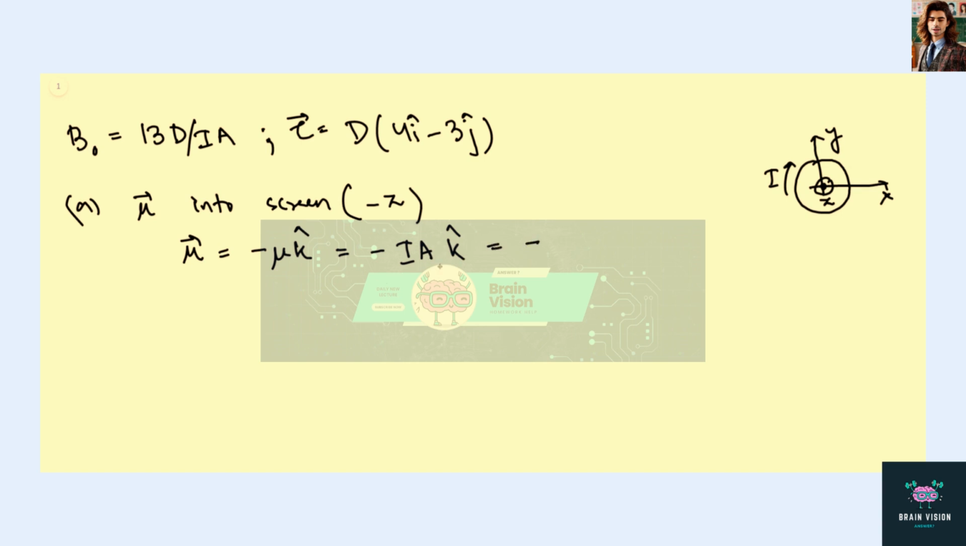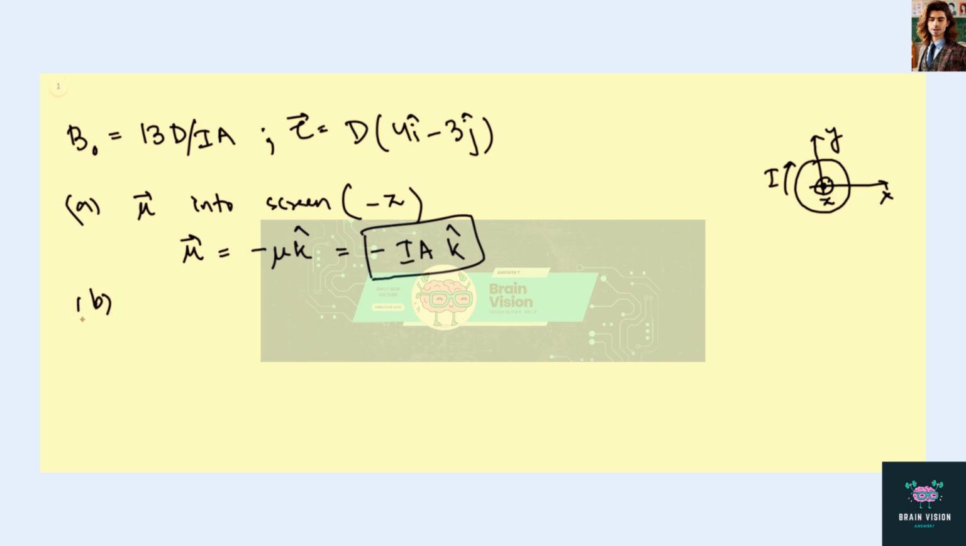you can leave this answer like this, or you can simplify it by saying that the area is pi r square, because this is a circle. But in this case, since our B naught is given in terms of I times A, we are just going to leave the magnetic moment with this expression.